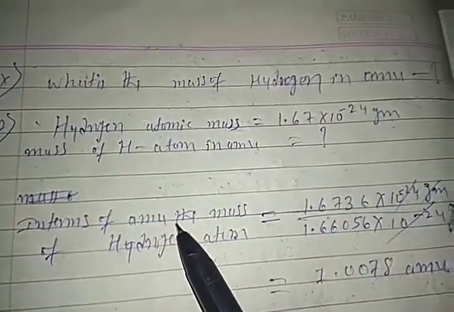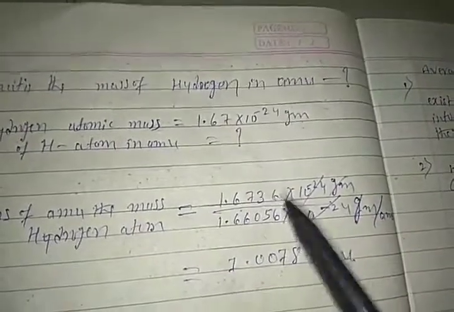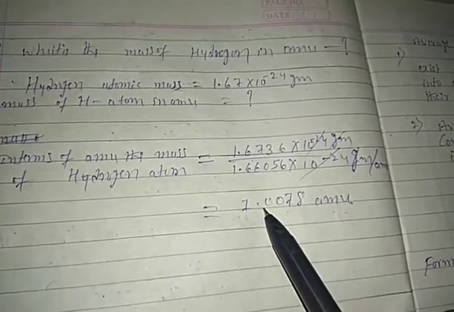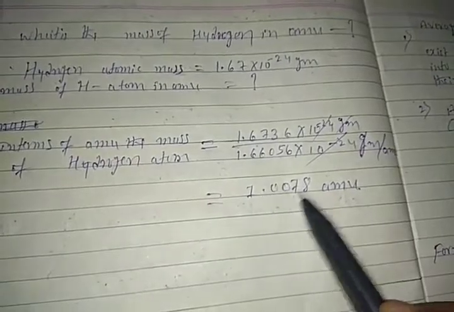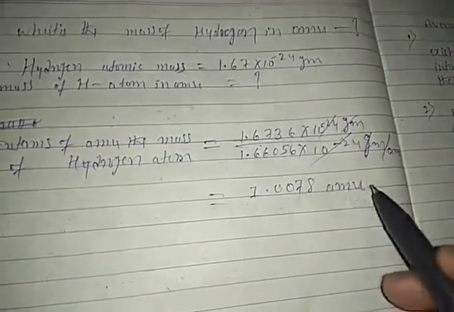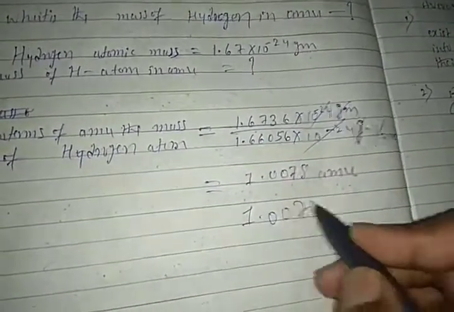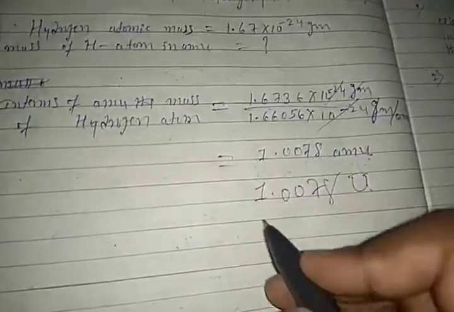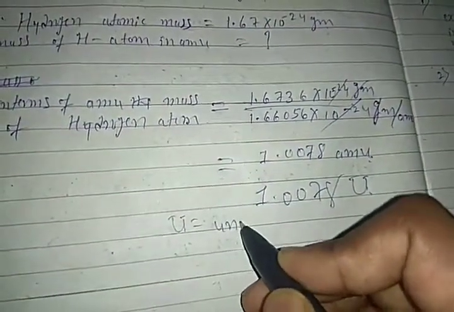So in terms of AMU, the mass of a hydrogen atom is the atomic mass of hydrogen divided by the AMU value. We get 1 atomic mass of hydrogen is 1.0078 AMU. AMU is also considered, students, nowadays as 1.0078 U. AMU is also called U. U stands for unified mass.